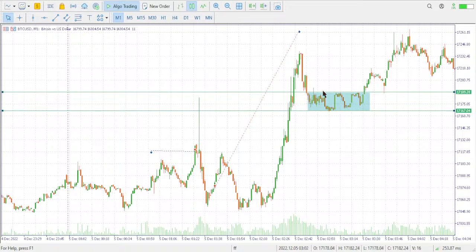So like we have a very good rectangular formation. The price has basically broken above it. You can see what has happened after the breakout. The price went up, then it came back down, touched the same level. This here could have been the correct place to look for a buy from.